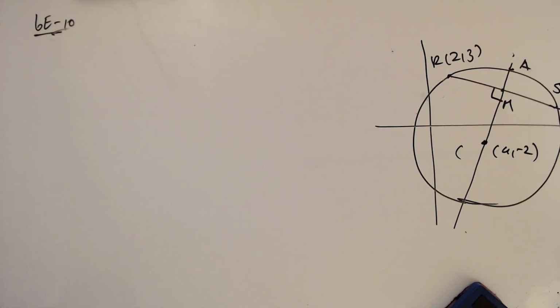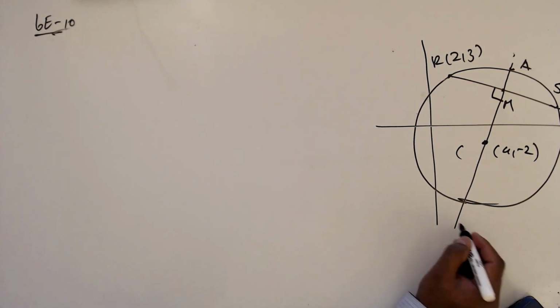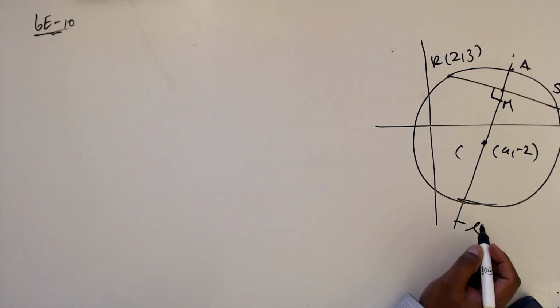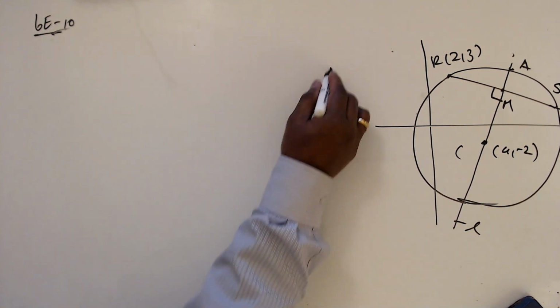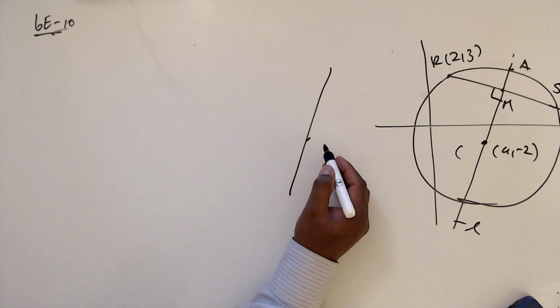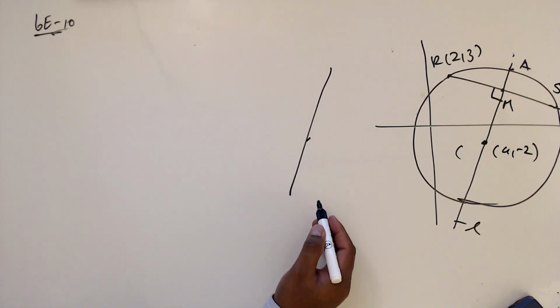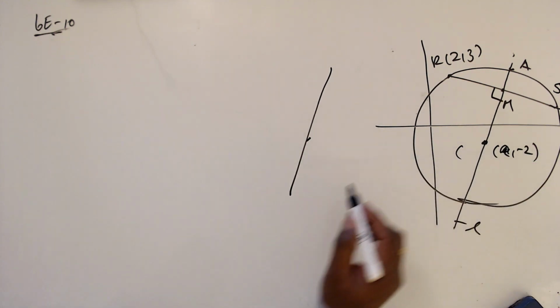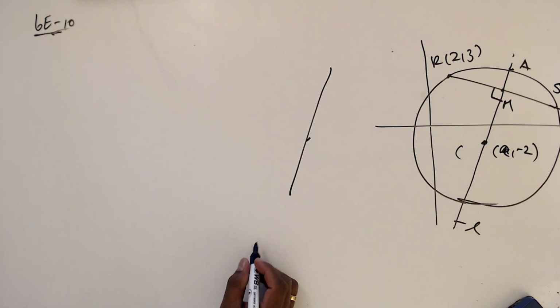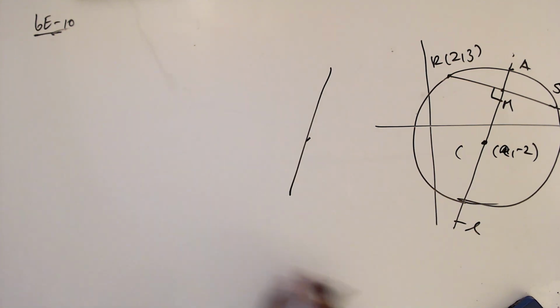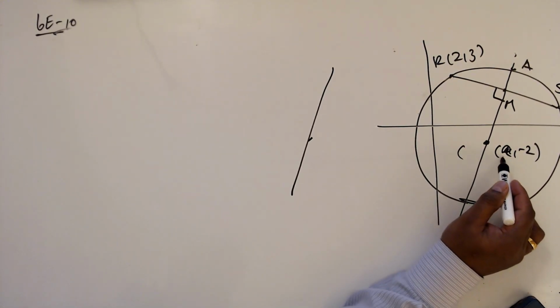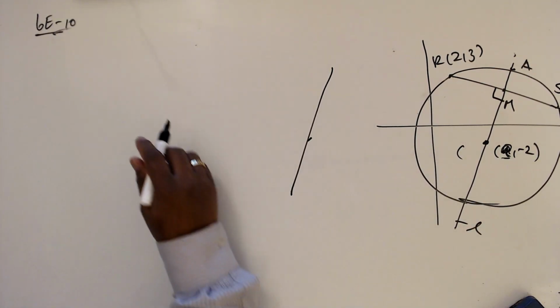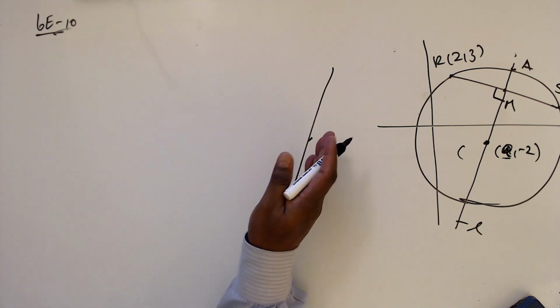Question number 10. Find the equation of L. What is L? L means this one, the line that goes through C and M. So I need to find the equation of L. I know a point, that point is A, minus 2. I know the point A, minus 2, but I don't know the value of A, so that doesn't work.